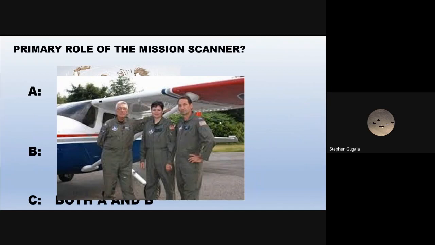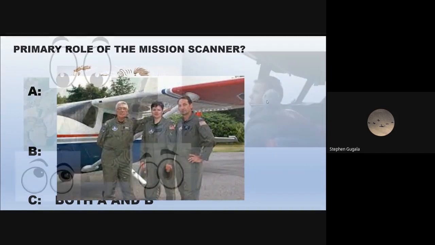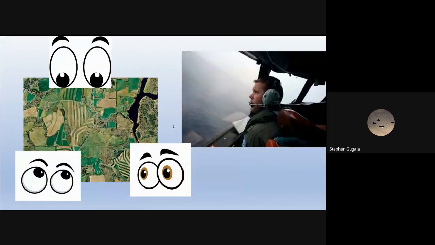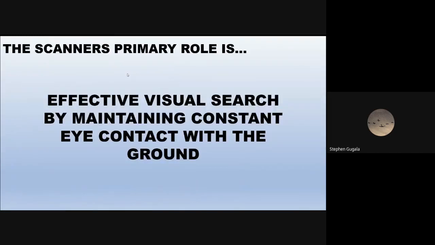The pilot and the observer have a whole list of other jobs that they have to handle during the mission. The mission scanner is responsible for the one thing that airplane is going out for on a search and rescue mission, and that is to keep your eyes on the ground, to look for whatever it is we're being tasked to find, to assess whatever damage we're being asked to assess. The scanner's primary role is effective visual search by maintaining constant eye contact with the ground. Kind of sounds like the answer to a test question.